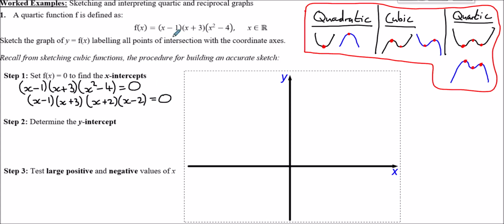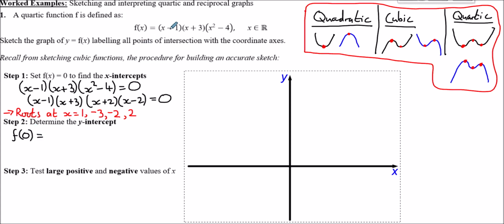We can now see what the roots are by just inspecting each of these 4 different brackets in turn. So it's going to have roots where x is 1 from this bracket here. From this bracket here we have minus 3, from this one minus 2, and from this final one when x is 2. We determine the y-intercept, if you remember from before, by chucking in x being equal to 0 and seeing what comes out. We basically just evaluate f of 0.